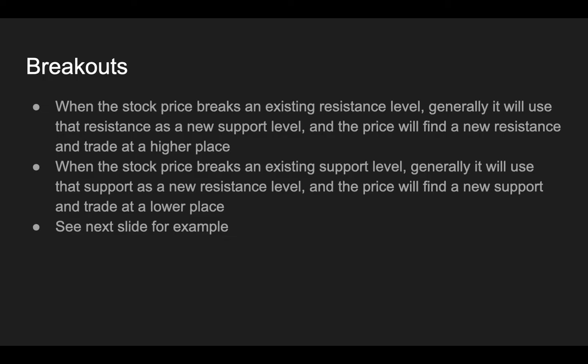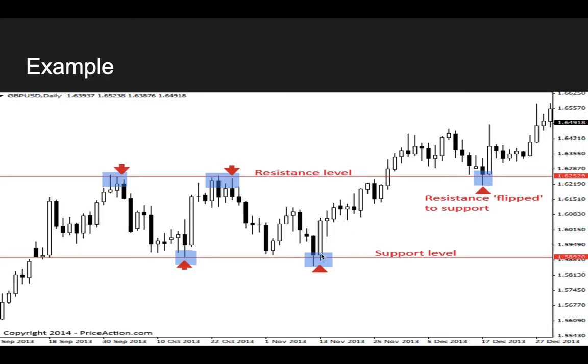So breakouts: when the stock price breaks an existing resistance level, generally it will use that resistance as a new support level, and the price will find a new resistance at that higher price. So going back to this slide we were just on, it hits the support level, it reaches the resistance level, right? It breaks through it, and you want to wait for a candlestick close confirmation above that resistance level to really give you a good idea, okay, it's going to break right through.